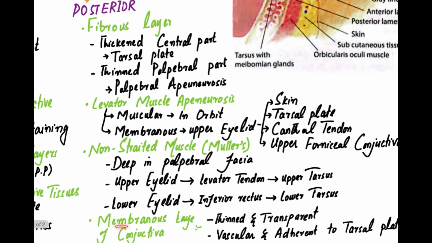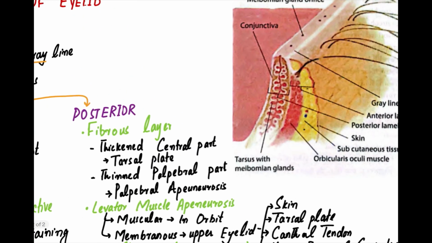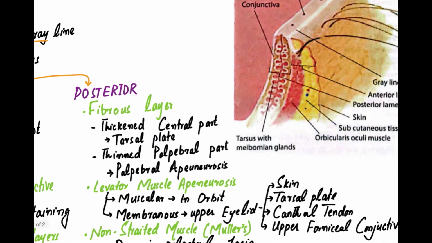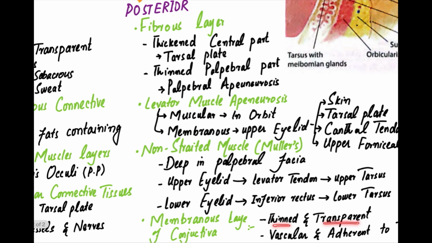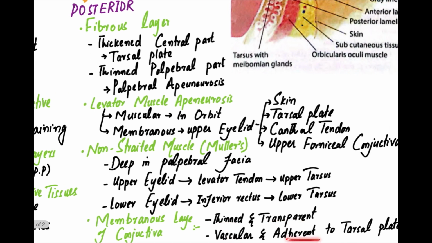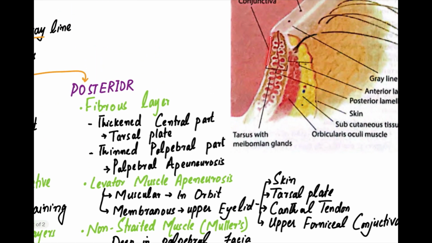Here is also a membranous layer, the conjunctiva. This is the innermost layer. This is the conjunctival membranous layer. It is thin, transparent, and it is a vascular layer. And it is also adhering to the tarsal plate, as we can see it here. This is the palpebral part, and this is the tarsal plate.